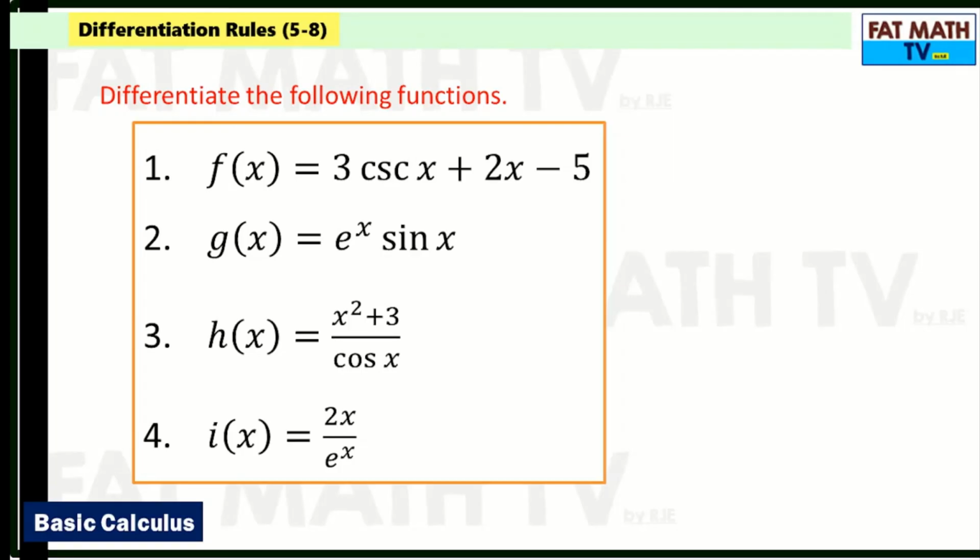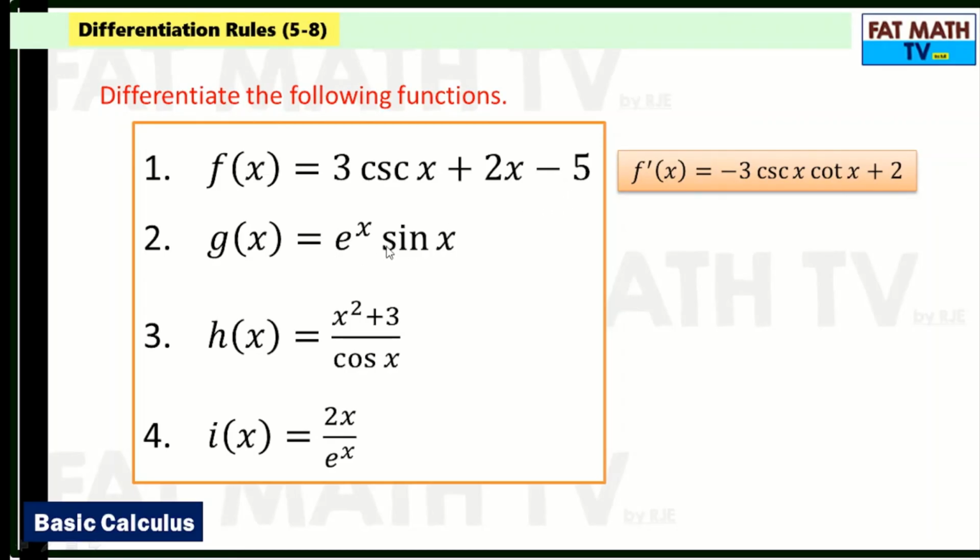Okay, let us check. So for number 1, the derivative of that is negative 3 cosecant x cotangent x plus 2. Because the derivative of cosecant x is negative cosecant x cotangent x. And then the derivative of 2x is 2. The derivative of negative 5 is 0.